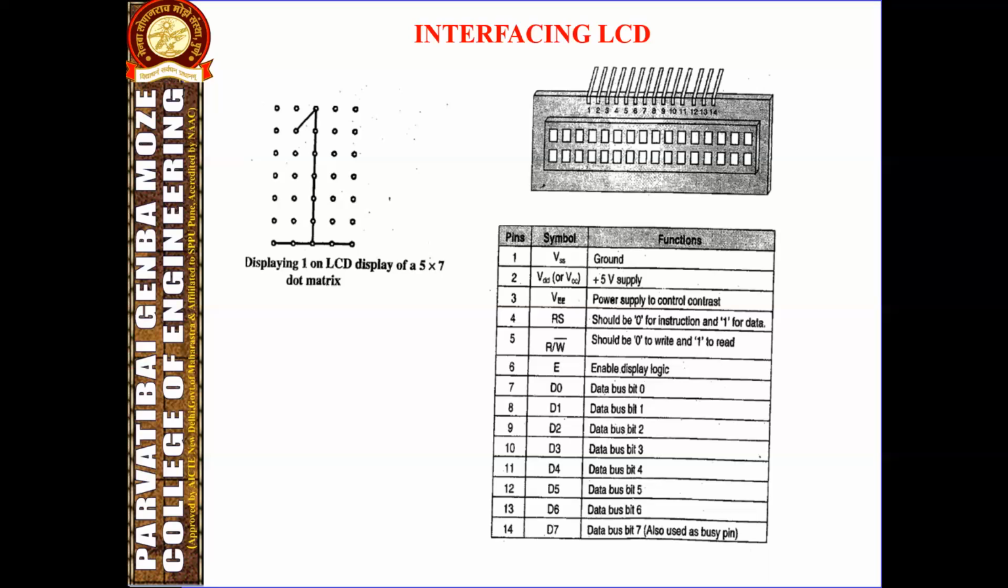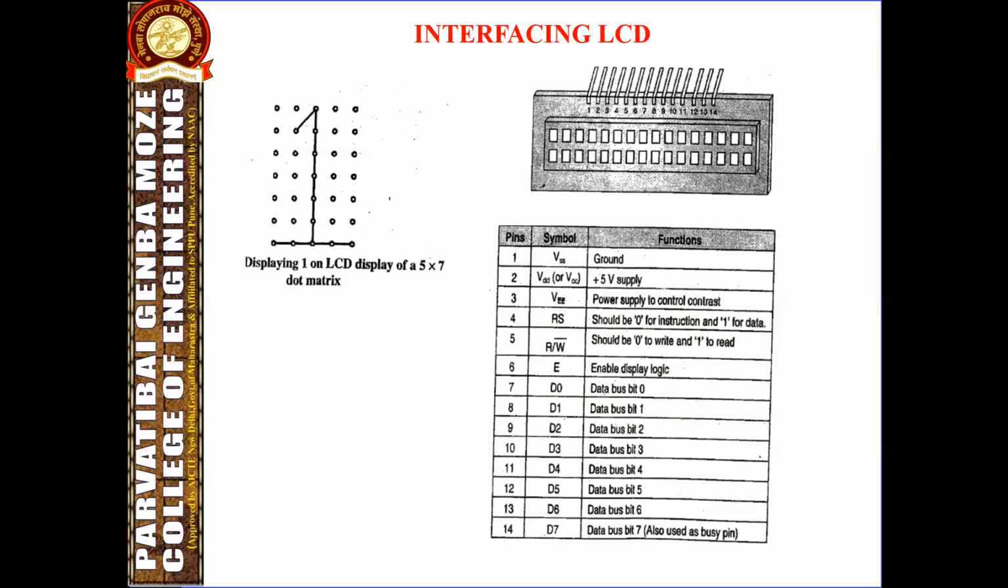So pin number 4, RS, is nothing but what? It should be 0 for the instruction and 1 for the data. This is the register select bit. There are two registers, the LCD instruction command code register and the data register. The register select pin is used to select these two registers. If RS is 0, the instruction command code register is selected. If RS is equal to 1, the data register is selected, allowing the user to send the data to be displayed on the LCD.